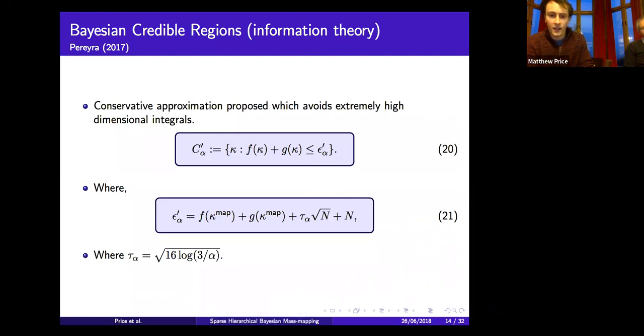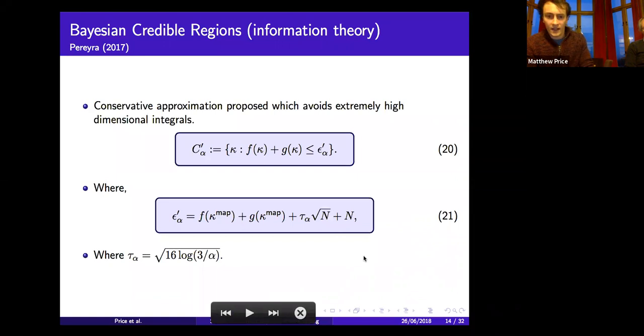Now, the interesting thing is, given that you've already solved for your MAP solution, to define an approximate HPD credible set is just an additive constant, this tau alpha root n plus n. So you can recover a fairly good estimate of what your level set is almost instantaneously.